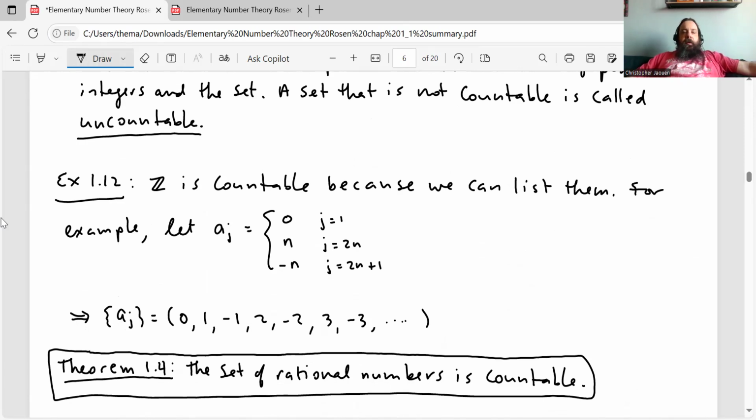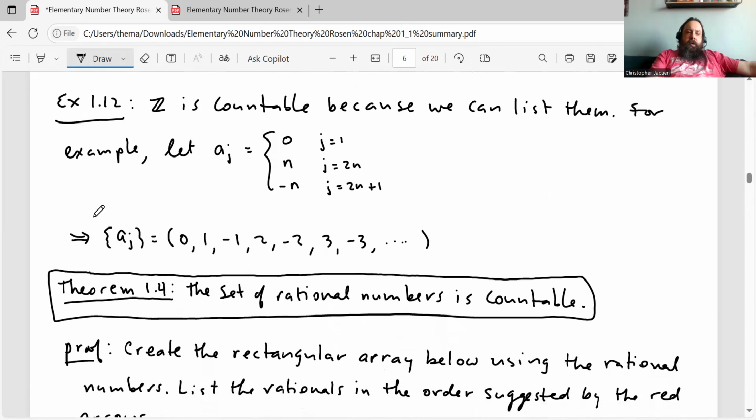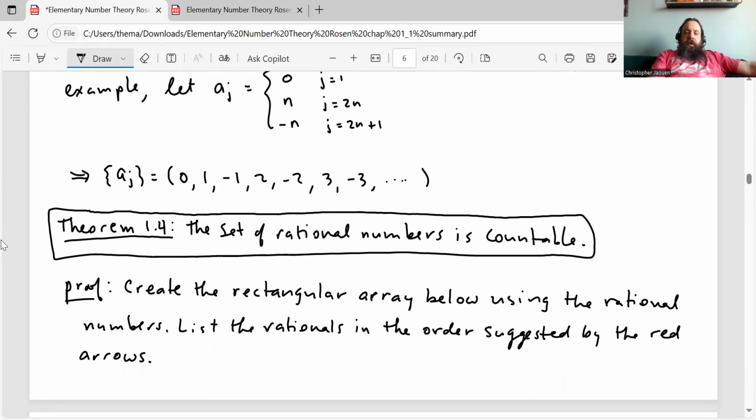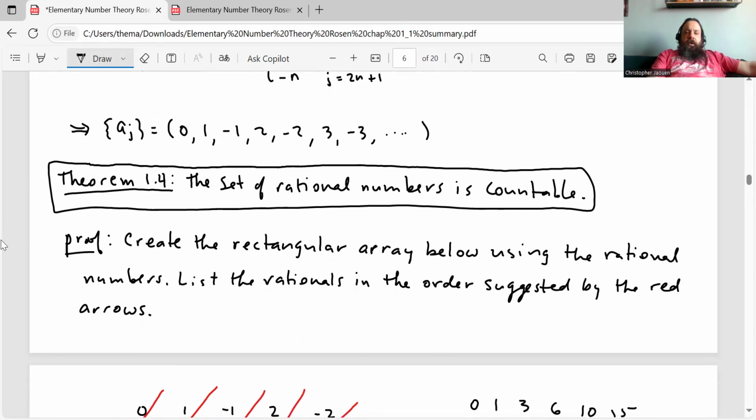For example, if we let a sub j equal 0 if j is 1, n if j is 2n, and negative n if j is 2n plus 1, then we get the sequence here, which notice gives you every integer within some finite number of entries. Okay, so that's an important sequence because we're actually going to use that in theorem 1.4. So the set of rational numbers is countable, right? Which maybe sounds counterintuitive, but in fact they are, and we'll prove that here.